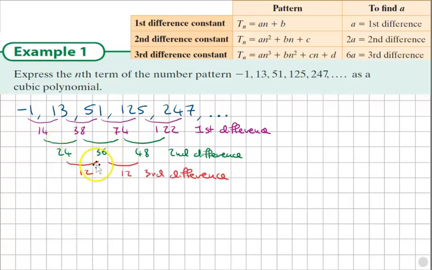To get from 24 to 36, we add 12. From 36 to 48, we add 12. So the third difference is the same, and the third difference is 12. So this must be a cubic pattern.